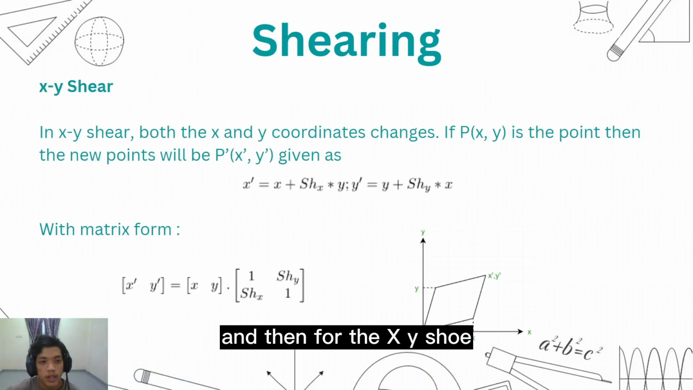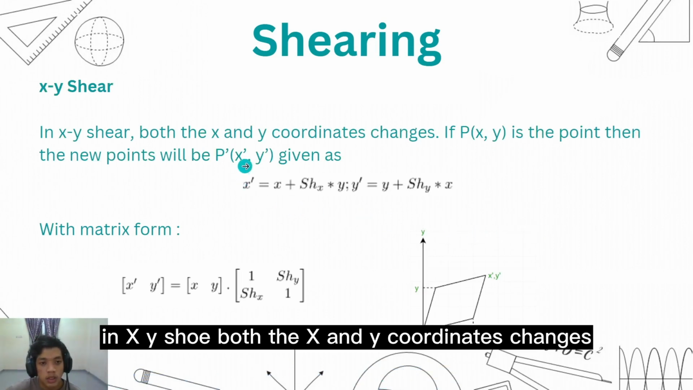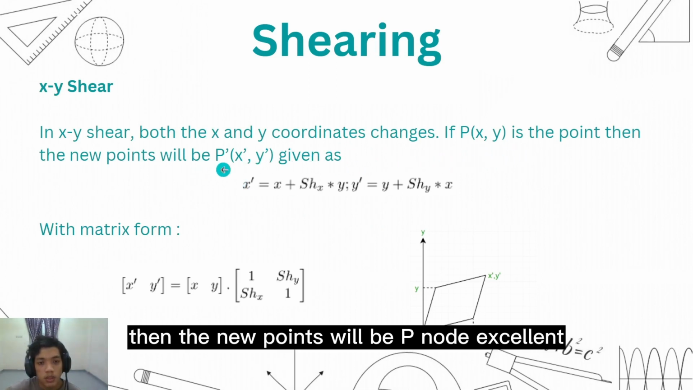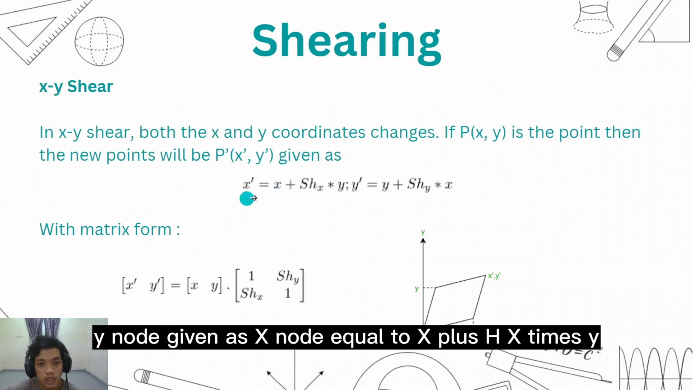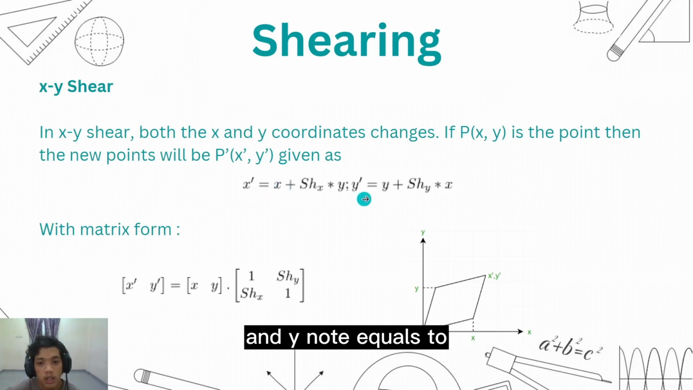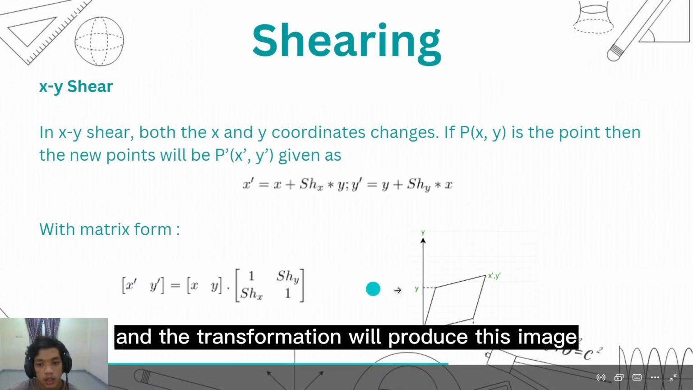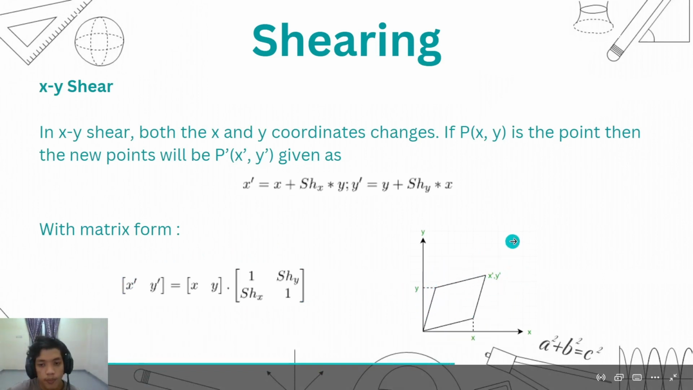And then for the xy shear, both the x and y coordinates change. If P(x, y) is the point, then the new point will be P'(x', y'), given as x' equals x plus shear factor of x times y, and y' equals y plus shear factor of y times x. So it will be indicated as the matrix form right here, and the transformation will produce this image.